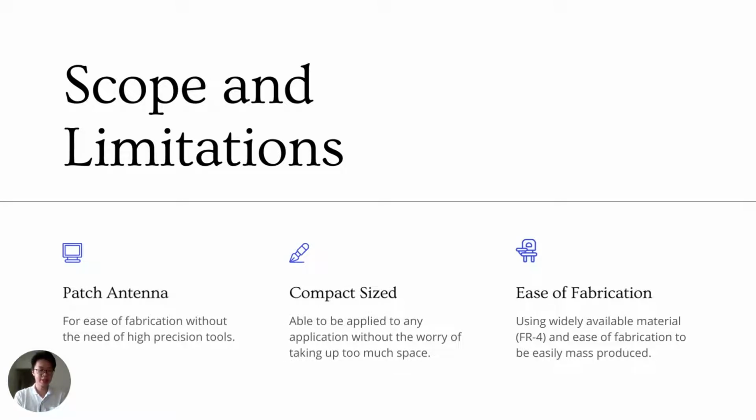This goes under my limitations. I would like to use a patch antenna because it doesn't require as high a precision compared to a smaller circular antenna. It has a compact size, so it could be applied in multiple applications without taking up too much space or weight, and it is easy to fabricate. For this case, we're currently trying to use the FR4 material so that it could reduce costs and be easily produced, given its abundance.